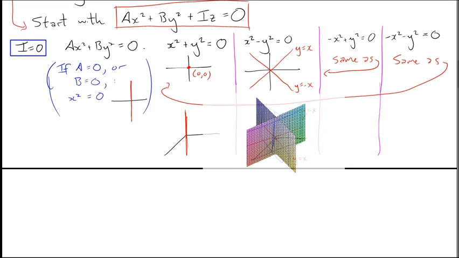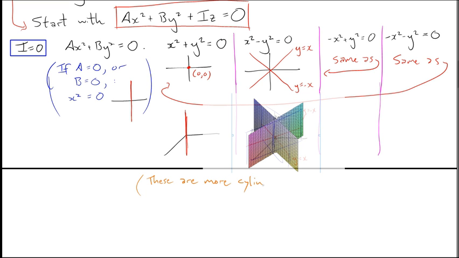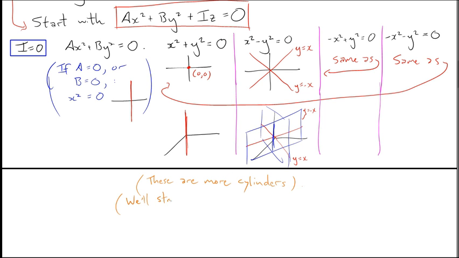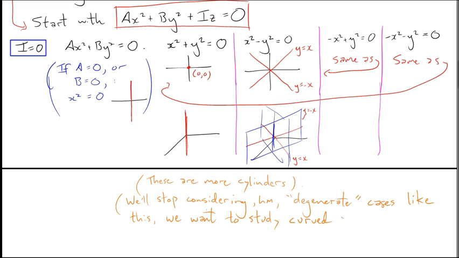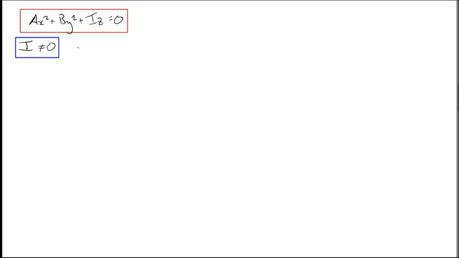Here's a Maple picture of it. We'll just overlay this here, rotate it around just to get an idea. Now these are what you might call generalized cylinders. They're sets of points in the xy plane that are then stretched out along, in these cases, the z-axis. We're going to stop considering these degenerate cases. We want to study curved surfaces. So let's move on here, and now we'll assume that i is not 0. Then what are the possibilities here? Well, by rescaling, you can assume that i is minus 1.